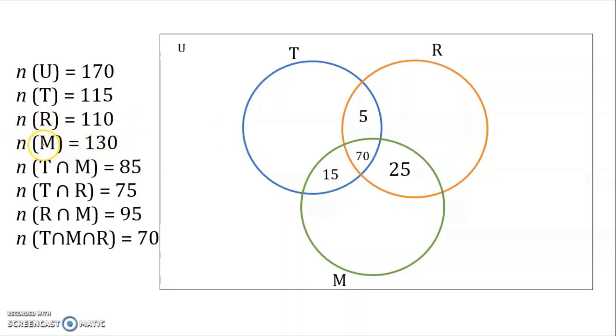M for magazine, okay? So, M daw, dapat 130 daw to. Pag i-add lahat ng nasa loob ni set M, 130. So, ilan na ba ang meron dito? We have 70 plus 25, that's 95. 95 plus 15 would be 110. So, dapat 130. So, idadagdag na lang natin ay 20, right? Or you could add all of this, it's 110, and then you subtract it from 130.